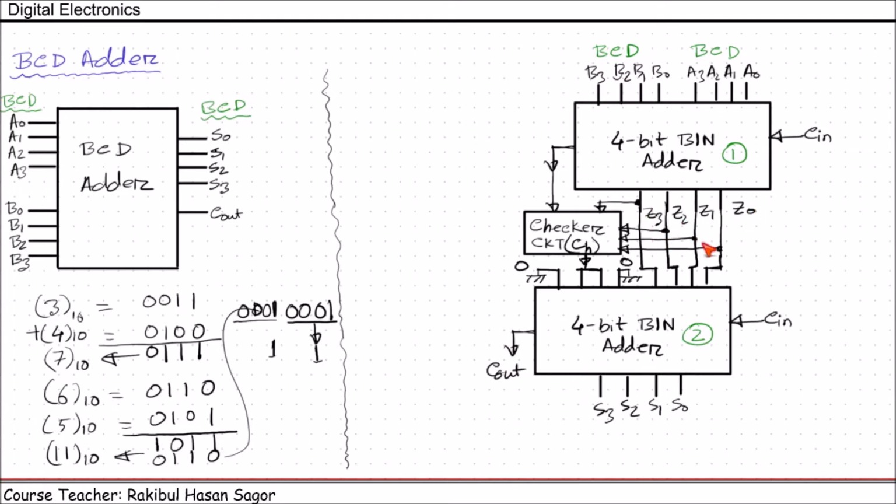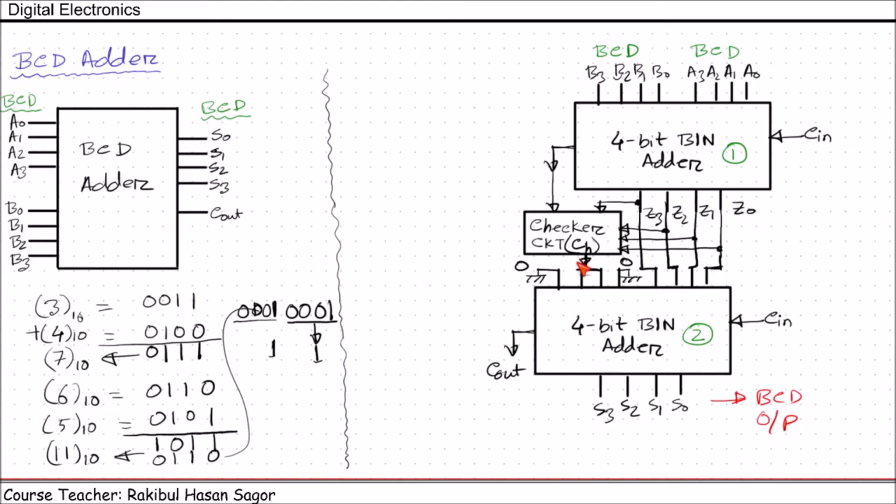But if this number is less than or equal to 9, then the checker circuit output, CH output, will be 0. Eventually it will be 0, 0, 0, 0. So 0 will be added with this output, so nothing will happen. This output will come directly here, which is the BCD addition. So finally we'll get the BCD output here.